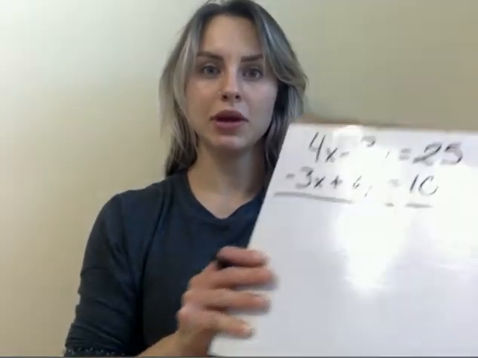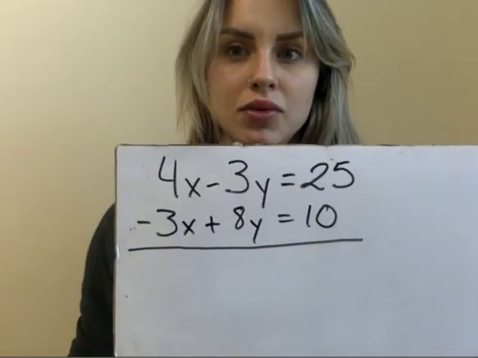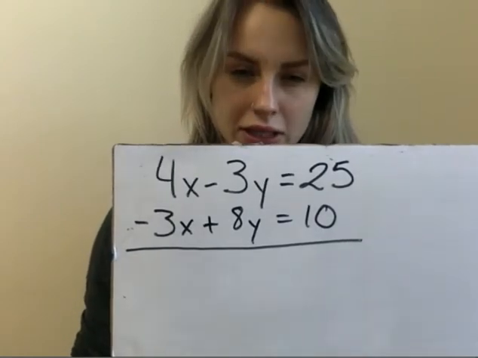So we have 4x minus 3y equals 25, and negative 3x plus 8y equals 10. Okay, so now we're going to bring it back to me. So I've written it down here.